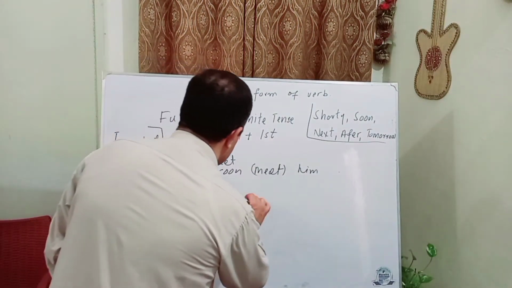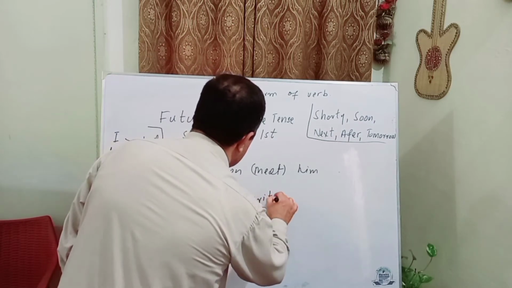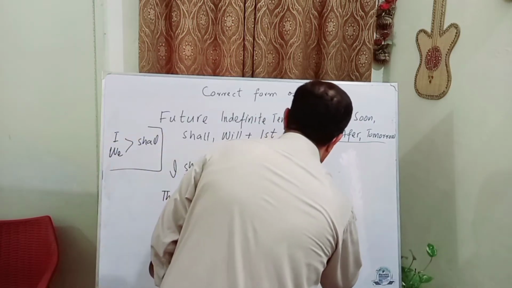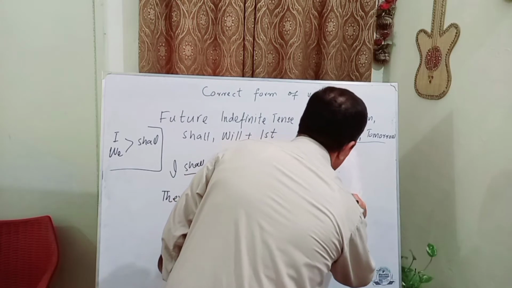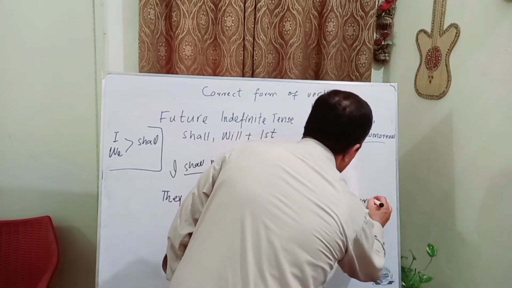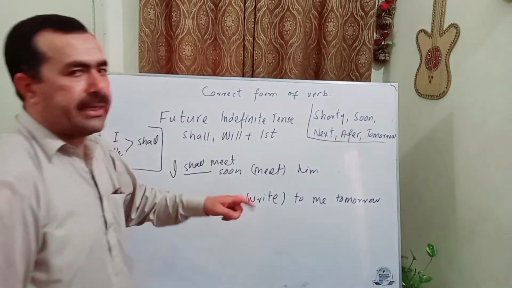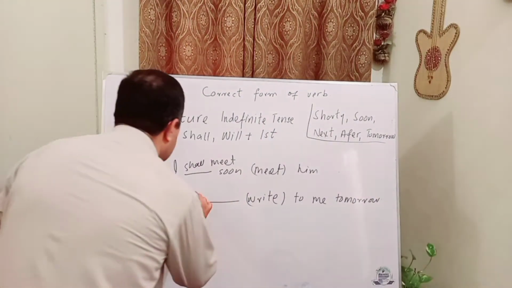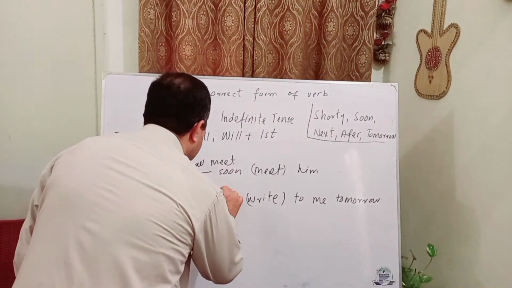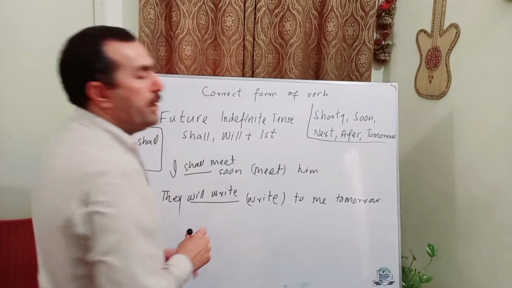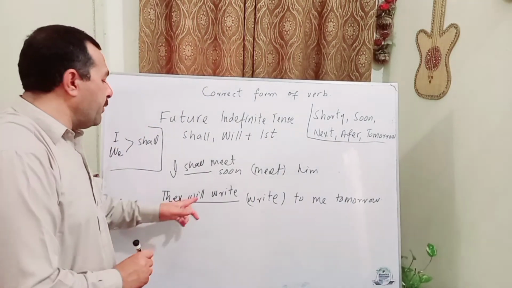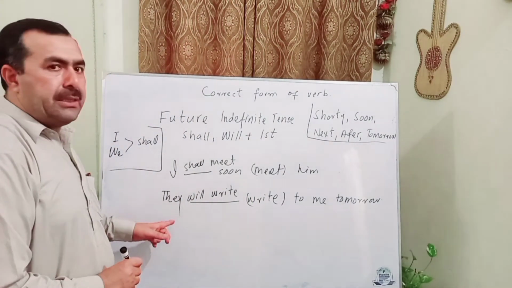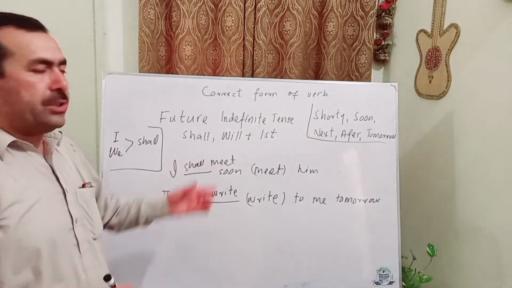They write to me tomorrow. Once again, I am talking about tomorrow. This is about the future, so it is compulsory that I use will here. They will write to me tomorrow, and I told you that we will use will with everyone other than I and we. So these are some examples.